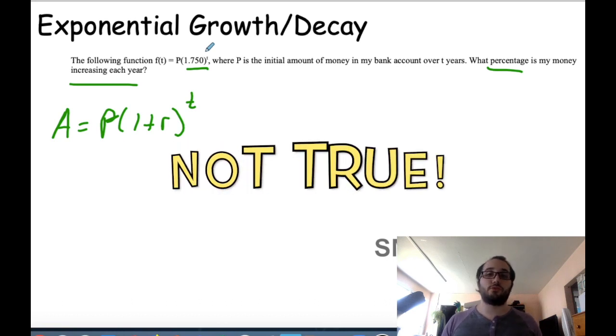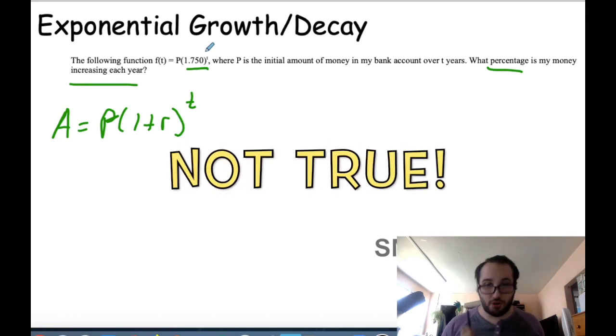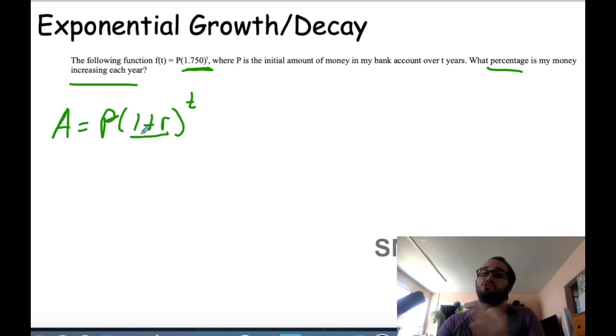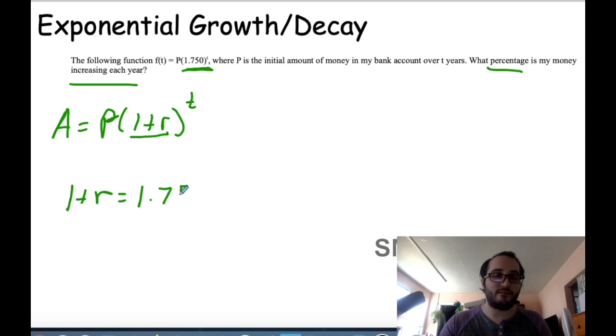But that's not true. The rate is what you're looking for. The rate is what you change into a percent. But to get the rate, you have to set your growth factor equal to 1 plus r. Because we're doing exponential growth, 1 plus r equals 1.750. I'm going to solve for r right now.